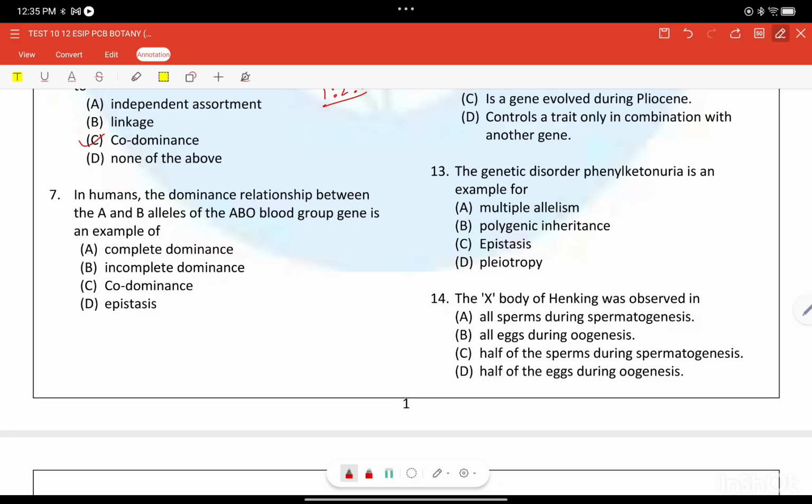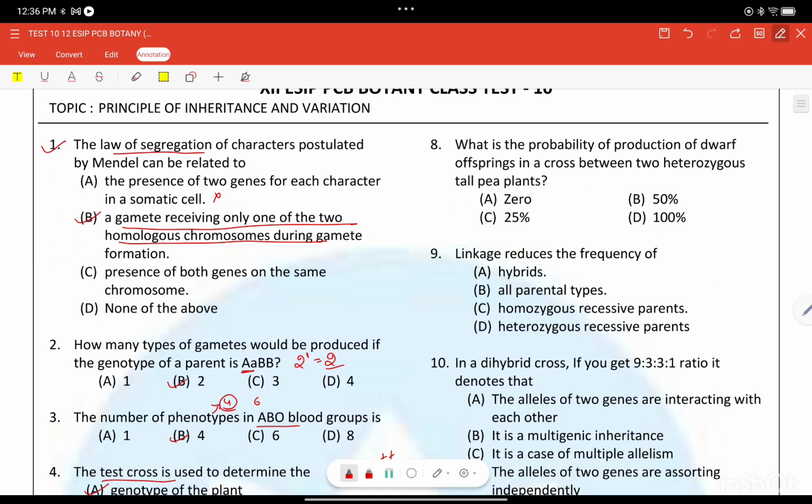Next is in human, the dominance relationship between A and B alleles of ABO blood grouping genes is an example of codominance. ABO blood grouping follows codominance.